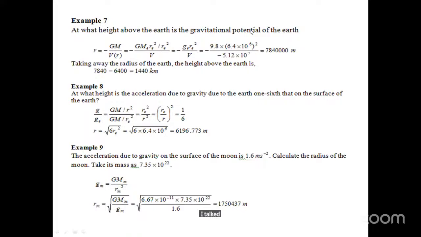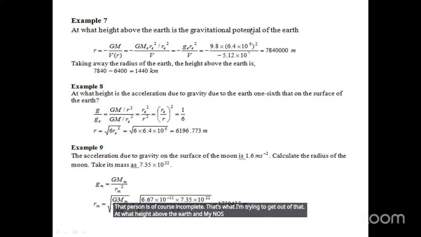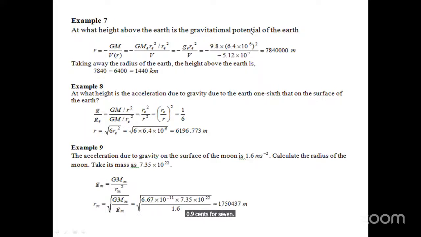At what height above the Earth is the gravitational potential of the Earth equal to minus 5.12 times 10 to the power 7 joules per kilogram? That question is, of course, incomplete. That's what I'm trying to get out of that. The unit should be in the question. Do you understand?